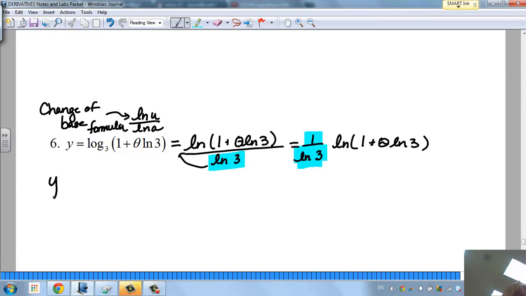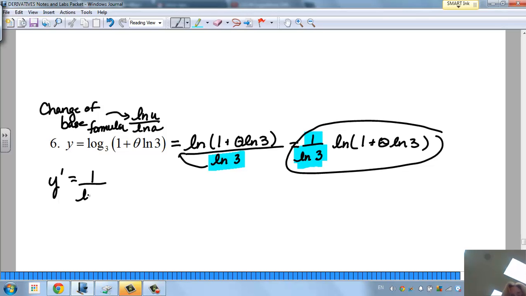So now I have y prime, or dy d theta. So the derivative, and this is what I'm looking at to do the derivative, is going to equal 1 over the natural log of 3, because that is a constant. And the derivative of natural log is 1 over 1 plus theta natural log of 3, times the derivative of the inside. And since theta is your x value, when I take the derivative of 1, it's 0. When I take the derivative of theta natural log of 3, it's just plain old natural log of 3.